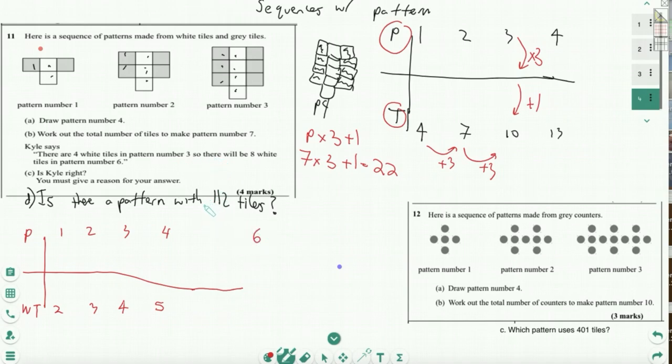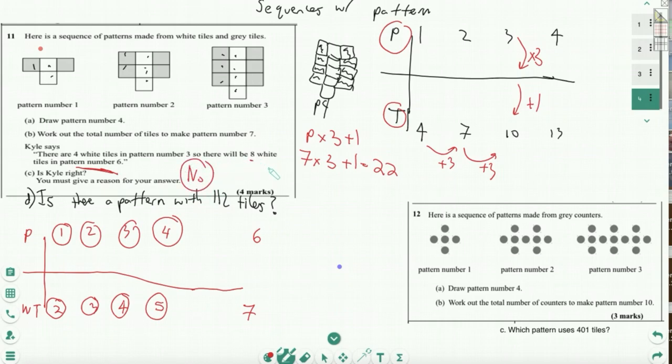Well, what do we notice, guys? The number of white tiles is always 1 more than the pattern number. 3 and 2, 4 and 3, 5 and 4. So in pattern number 6, there should be 7 white tiles. So Kyle is wrong because he's saying there's 8 white tiles in pattern 6, but we've just found out there are 7 white tiles in pattern 6.